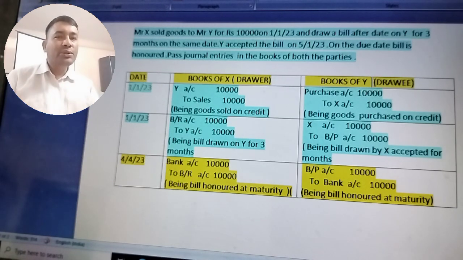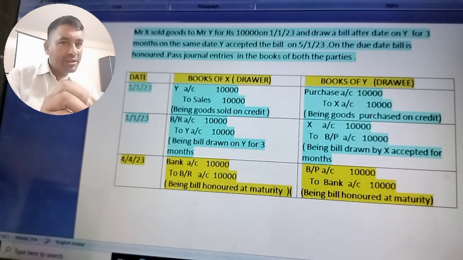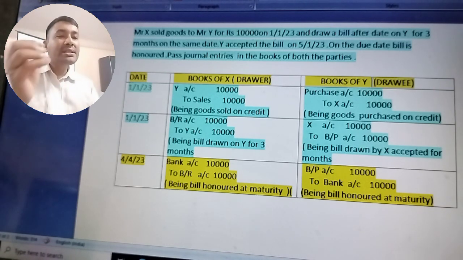And lastly, on the due date, that is 4th April 2023, Y paid the bill to X. Upon payment to X, his cash goes out or his bank is the giver. So after payment, or after honoring the bill, the drawee will pass the entry as bills payable to bank. When the bill is accepted, drawer to bills payable. When the bill is matured, when the bill is paid, the entry will be bills payable to bank.